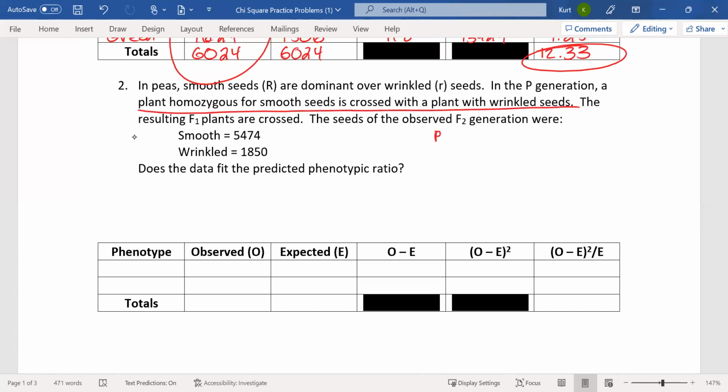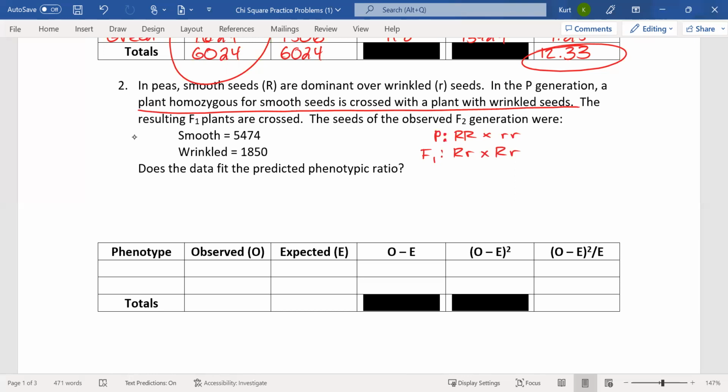So what are the genotypes of the two parents in the P generation? It doesn't say heterozygous. It says homozygous for smooth is crossed with a plant with wrinkled seeds. Homozygous dominant, homozygous recessive. The resulting F1 plants are crossed. Well, if you cross homozygous dominant with homozygous recessive, what will all the offspring be? Right. And it says clear as day on that next sentence, the resulting F1 plants are crossed. So you're going to cross heterozygous with heterozygous.